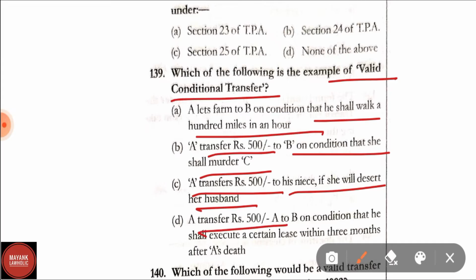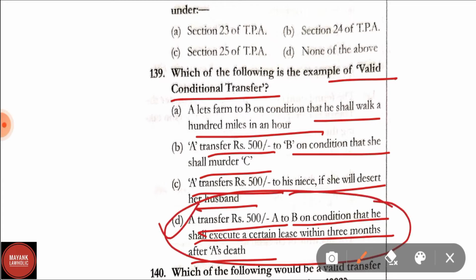And option D: A transfers rupees 500 to B on a condition that he shall execute a certain lease within 3 months after A's death. Here the correct answer is option D, that is, A transfers rupees 500 to B on a condition that he shall execute a certain lease within 3 months after A's death.